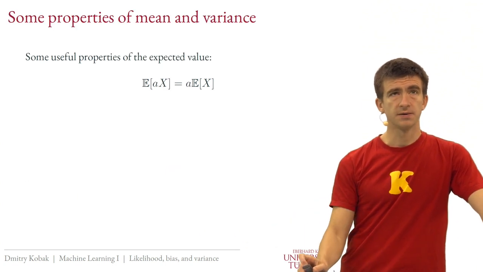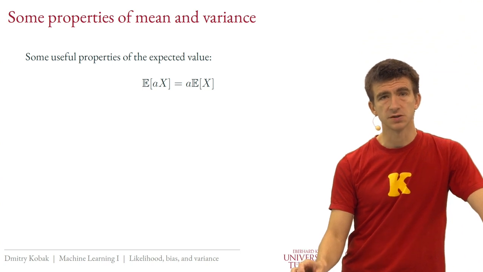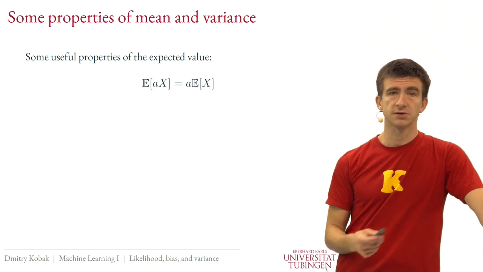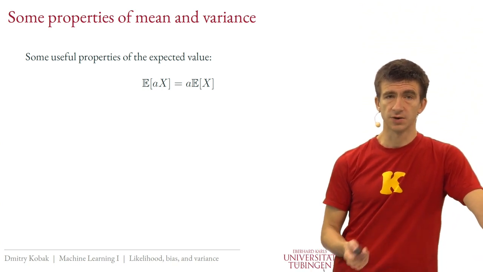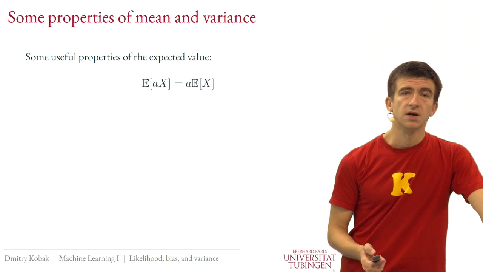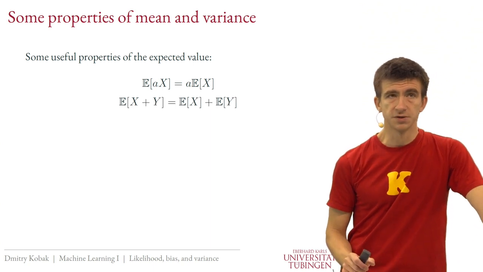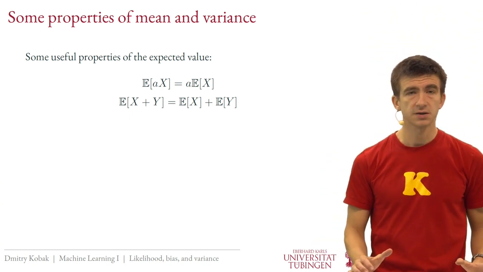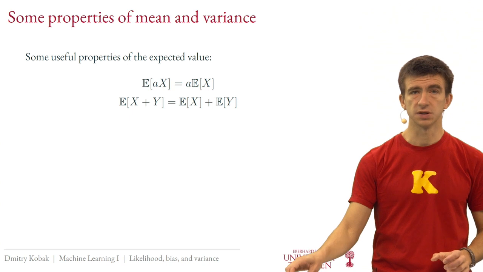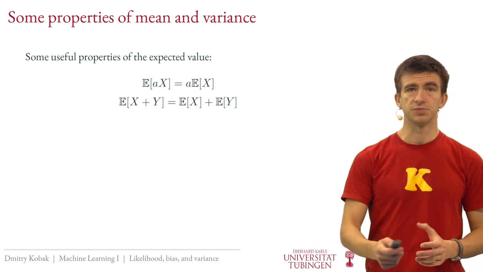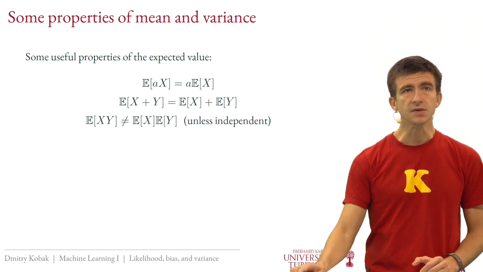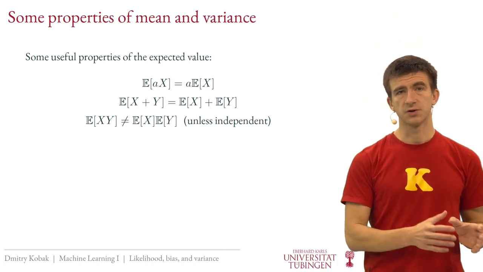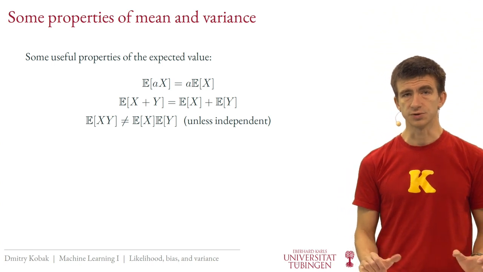Okay, good. Some useful properties of the mean and the variance. So let's start with the expected value. If you multiply a random variable by something, the expected value gets multiplied by the same value. That trivially follows from the definition. If you add two random variables, again, the expected values you can also add. This always holds true. It's basically a linear operation, the expectation. If you multiply two, then it's more complicated. In general, the expected value of a product of two random variables is not equal to anything simple.